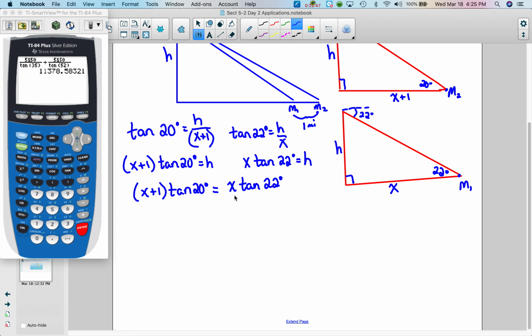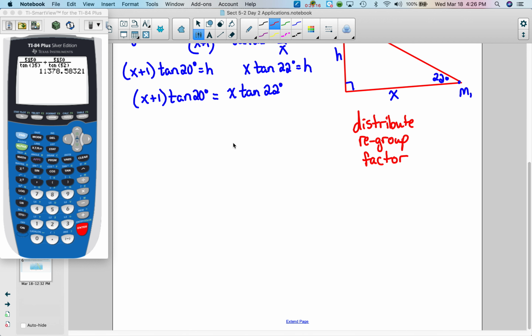So we're going to end up solving for x, and then we'll have to go back and use one of these equations to find h. I know we've done a problem in this class where there were 3 steps: distribute, regroup, and factor. And I'm pretty sure I said we'd do this again. Well, here we are, doing it again.